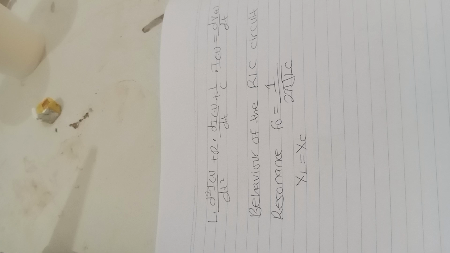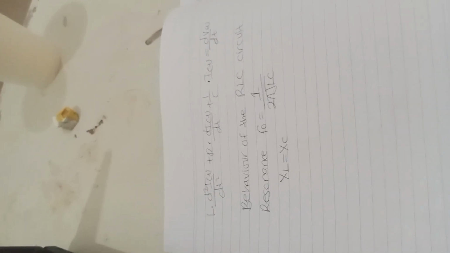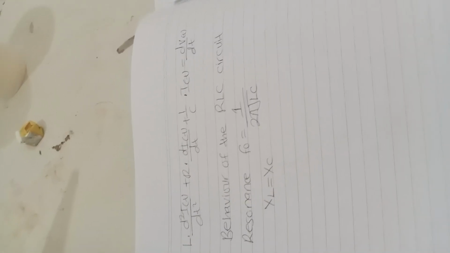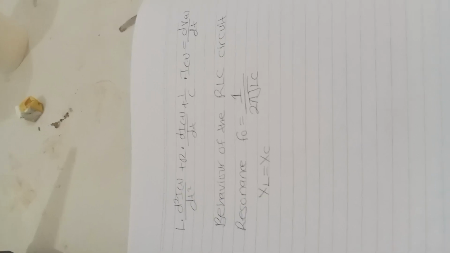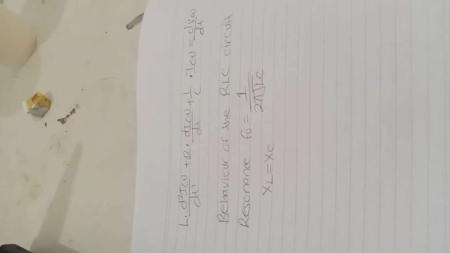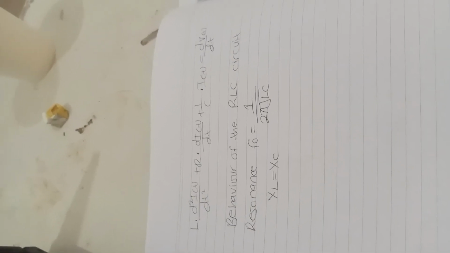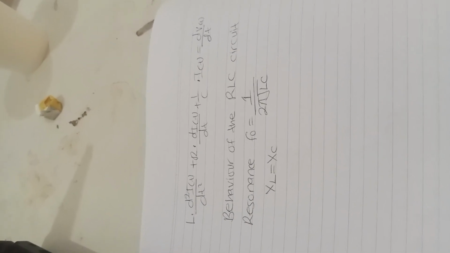So, we are moving to the damping. The presence of resistor introduces damping, which affects how the circuit oscillates. We have three types of damping, which is underdamped, when the circuit oscillates with gradually decreasing amplitude. We have the critically damped, when the circuit returns to equilibrium as quickly as possible without oscillating. And we have the overdamped, which means above damp, when the circuit returns to equilibrium slowly without oscillating.